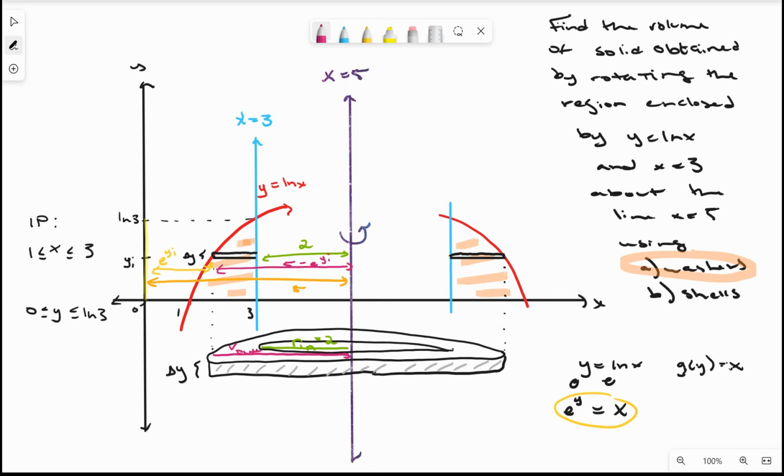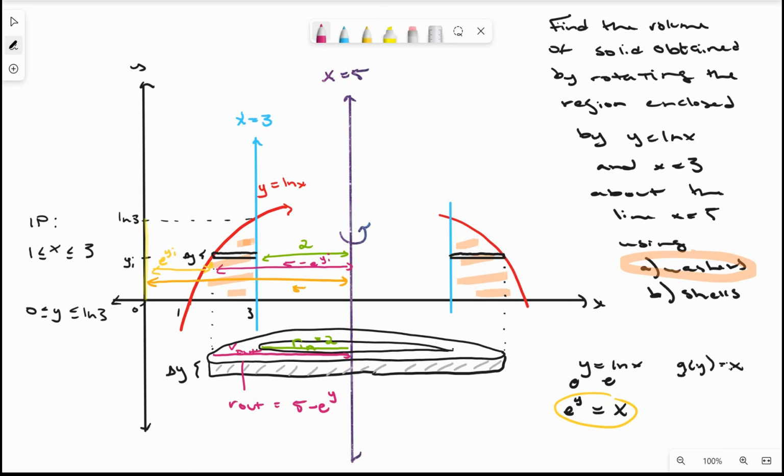And unlike the inner radius, this does depend on y, right? It depends on where we're at, right? Like if we're up here, that distance is going to be a lot smaller than if we're down here, right? Okay, so our outer is 5 minus e to the y.